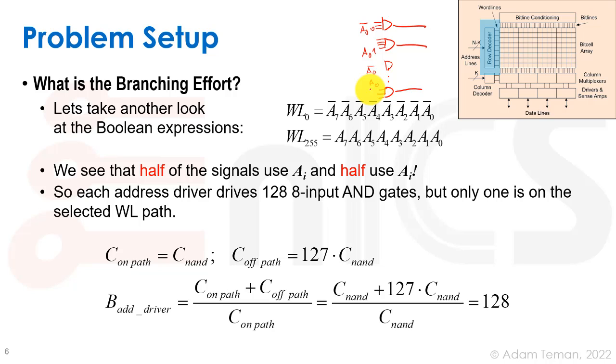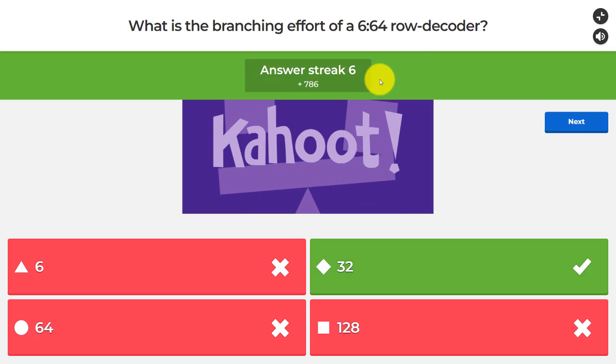So for each of the Ais and each of the Ai bars, we're going to have a branching effort of exactly half the number of rows. So the answer is quite straightforward: it's going to be half the number of rows. In our case, when we have a 6 to 64 row decoder, the row decoder is going to drive 64 word lines at the output. Okay, so we have a 64 output. That means the branching effort is going to be half of that, which is 32.